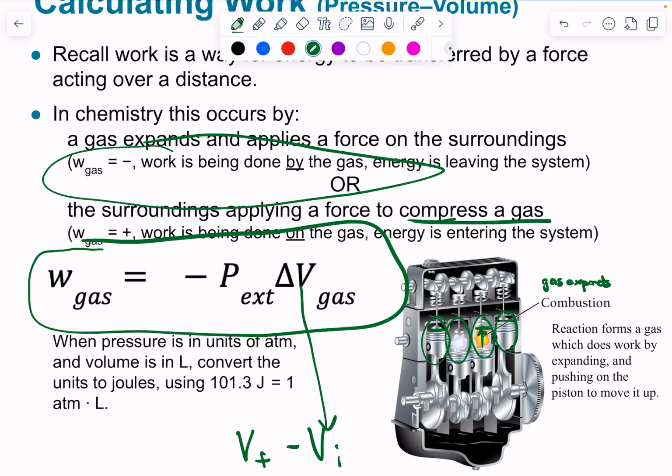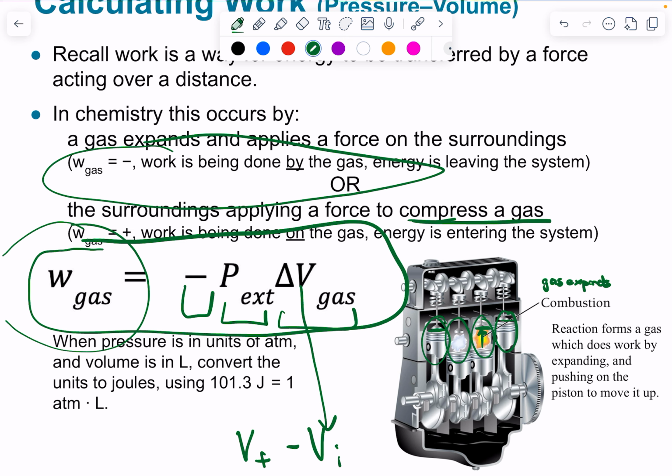If you do negative times the pressure and you do final minus initial, then the sign will be correct, and it will tell you, is the gas doing the work or is the gas having the work done on it? And there's actually two ways you can check this. So when we do the problem, we'll check this in a second.